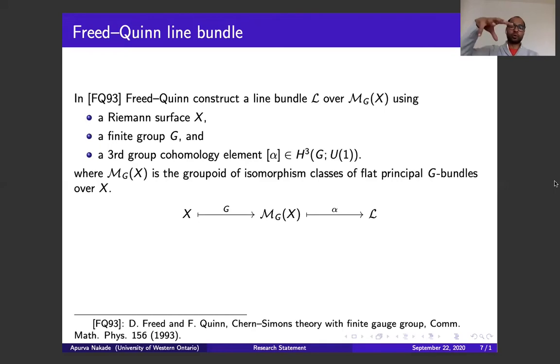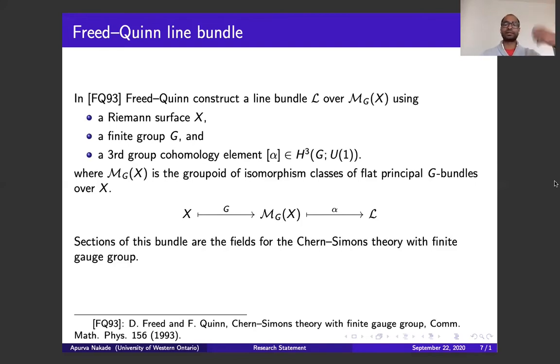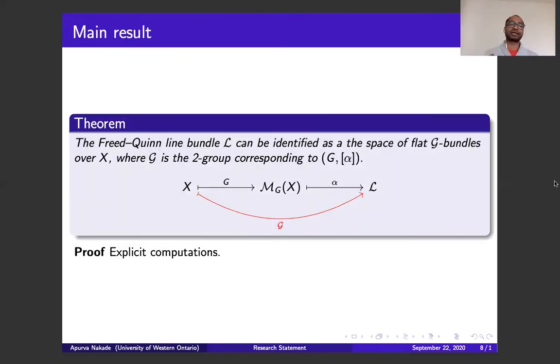Then on this groupoid, the collection of all principal G-bundles, I'll define a line bundle, and I'll do that using a third group cohomology element. This is called the Freed-Quinn line bundle. And the sections of this line bundle have something to do with Chern-Simons theory for finite gauge group. So that's their construction, classical.